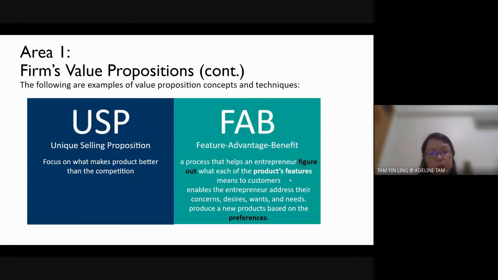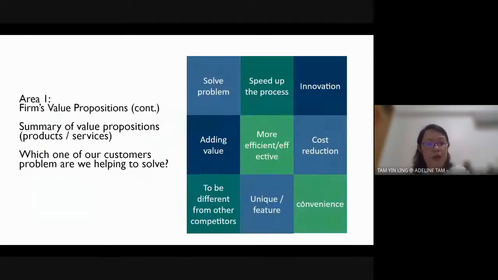That means your product has certain features that will help to address the problem and then provide new benefits based on the preference of the consumer. This is also something that people are doing, advantage and benefit. Certain advantage, certain benefit that other people don't have, or your competitors don't have. All right, and there are many other ways.